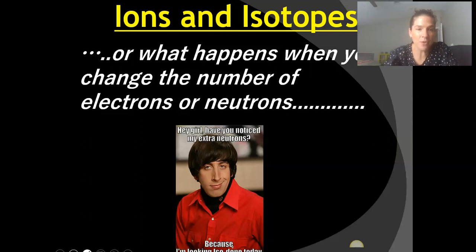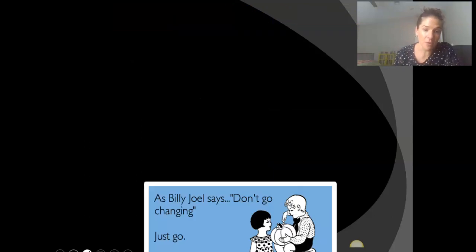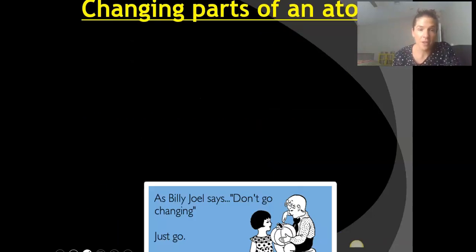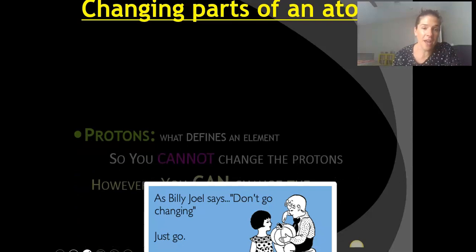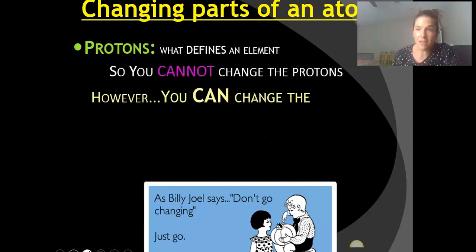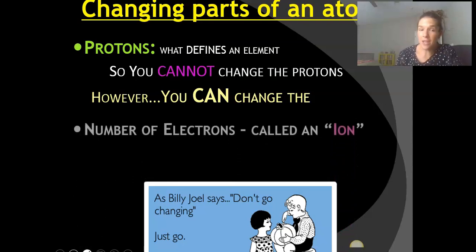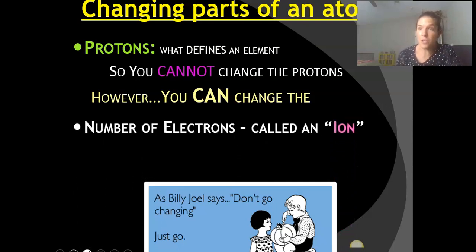So now let's flip over those notes and let's talk about ions and isotopes, or what happens when you change the number of electrons or neutrons. And we were just talking about what happens when you change the number of neutrons, and that was isotopes. All right, so changing parts of an atom. Protons, these are what define an element. You cannot change the protons. You do not mess with the protons. However, you can change the number of electrons. And when we do, it's called an ion.